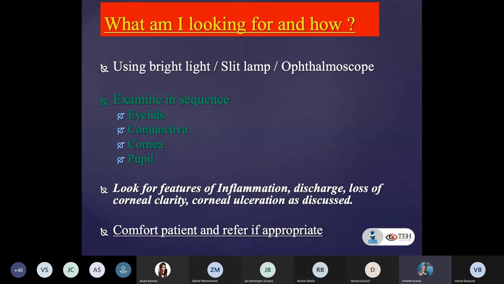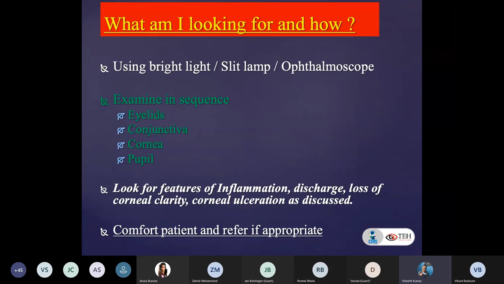And when you examine the eyes, do it in a very systematic fashion. Look at the face, look at any obvious injuries, look at the eyelids, conjunctiva, cornea, pupil, then go into the lens, vitreous, retina, optic nerve, and also not to forget ocular movements, which gives you a complete overview of how the eye is, and if there are any problems, deal with them appropriately.